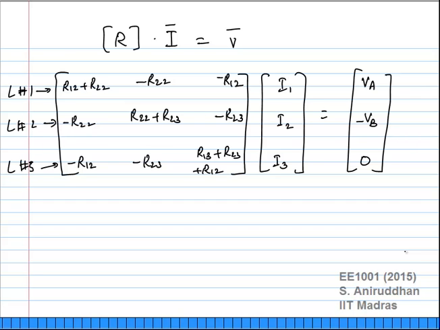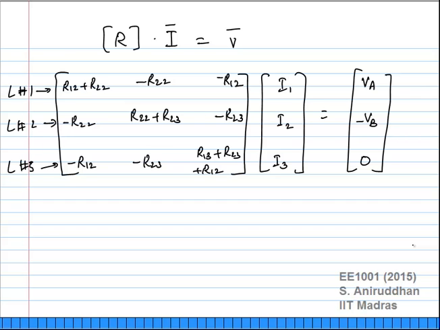The second term will correspond to R22, which is the negative of the common resistance between mesh 1 and mesh 2, and similarly R12 is the common resistor between mesh 1 and mesh 3. So the negative of that common resistance is what will appear in this matrix. Now you can go ahead and look at any circuit consisting of voltage sources and resistors and write down this equation without any problem. Any questions?